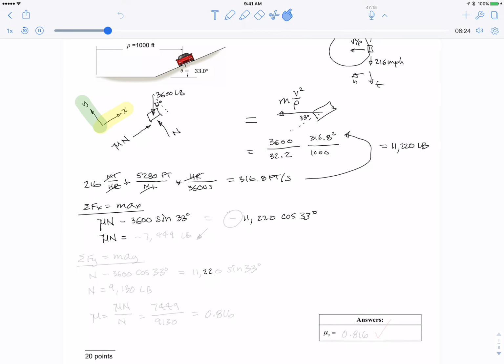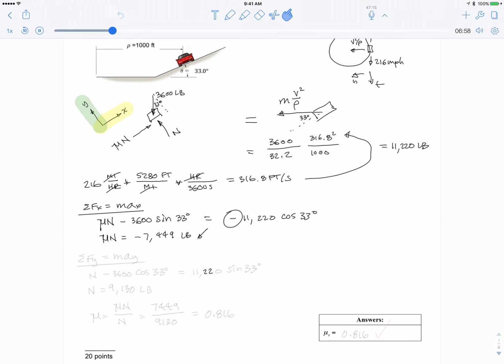so I just noticed I made a sign error. Let me fix this right here. The x component of the m times v squared over rho is pointing down to the left, so that should be a minus sign right here. Okay, so solving for mu n, we get minus 7,449 pounds. So it's actually going down, not up.